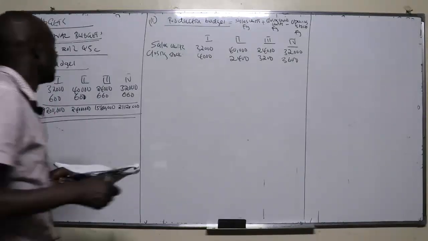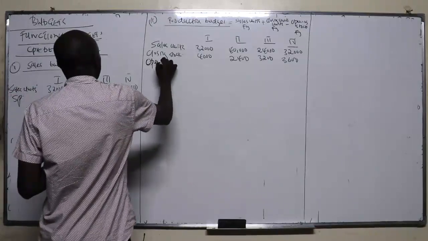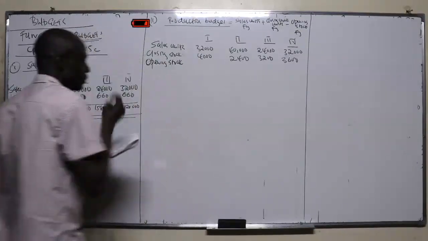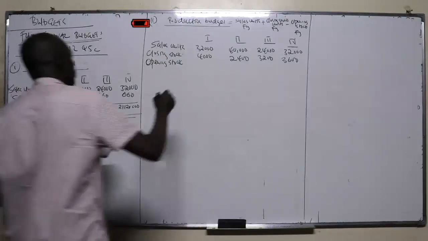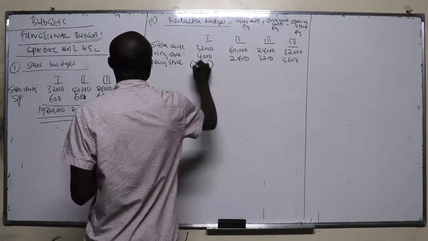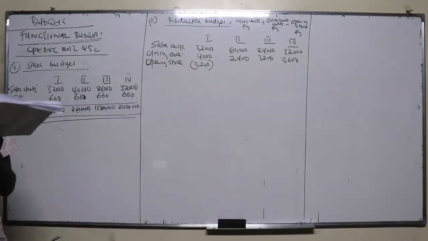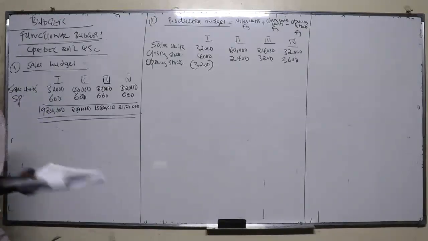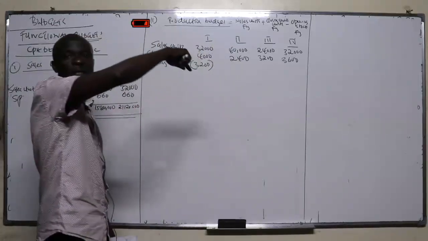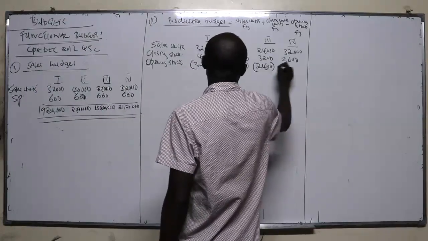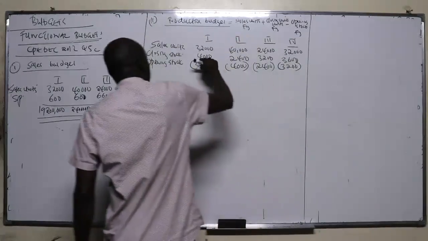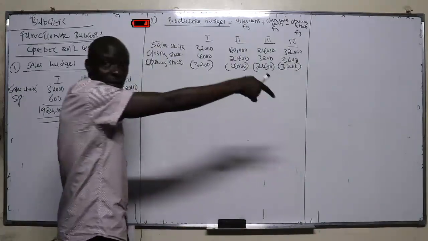Then here we less opening stock. We have been given the opening stock for the first quarter, so we less 3,200. We've been given the opening stock expected to be as follows: finished goods. So the closing stock here will be the opening stock in the second quarter. This one will be 4,000, this one will be 2,000, and this one will be 3,200. So the closing stock in one quarter will be the opening stock in the next quarter.